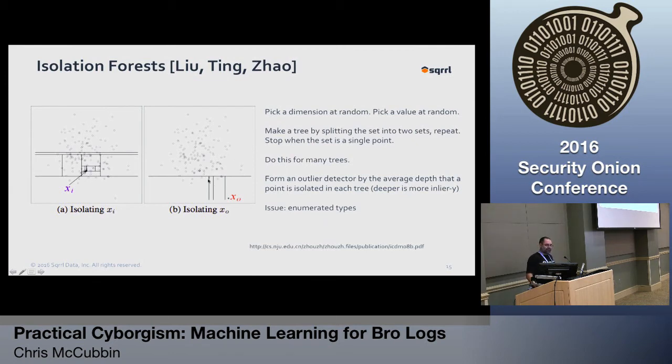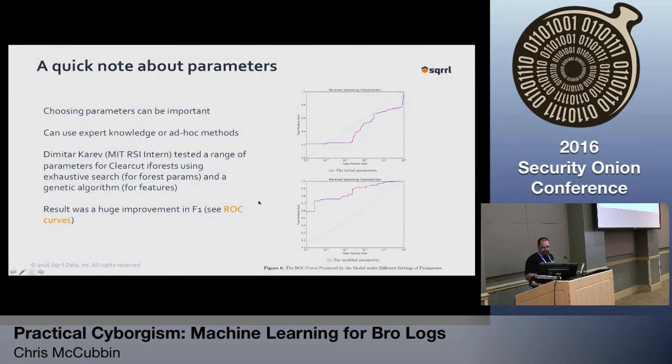This works really well on numeric types, bytes in, bytes out. It has a serious problem with enumerated types, like it really can't do them. So that's kind of an issue. So that's kind of what those things do.